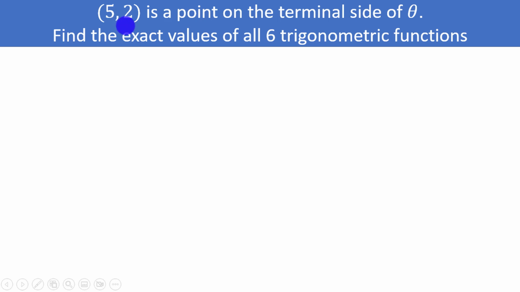5, 2 is a point on the terminal side of theta. We are asked to find the exact values of all 6 trigonometric functions. Now note that the point 5, 2 is not on the unit circle. Nevertheless, we can still think of a circle to help us envision the problem.